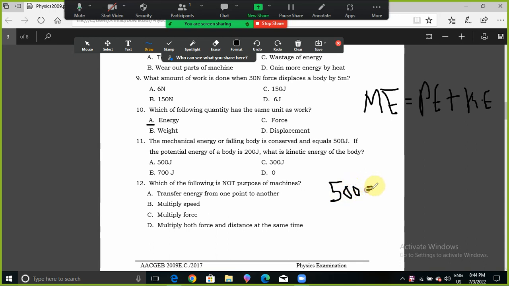So we place 500 joule in place of the mechanical energy, which is equal to what we have here, potential energy, which is 200 joule, plus kinetic energy.